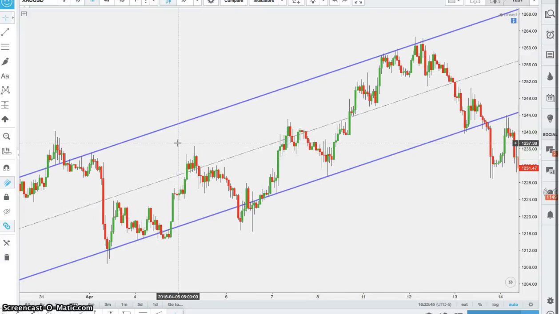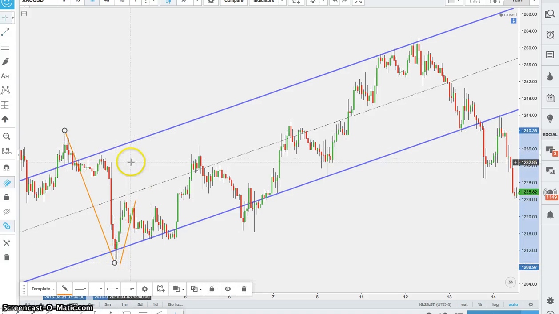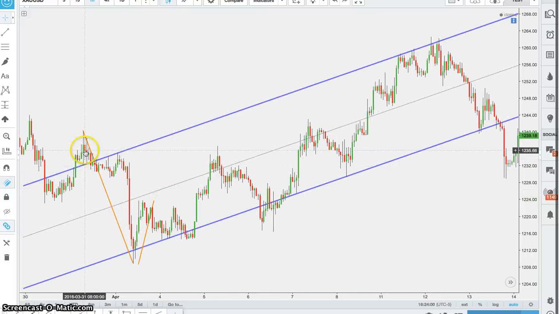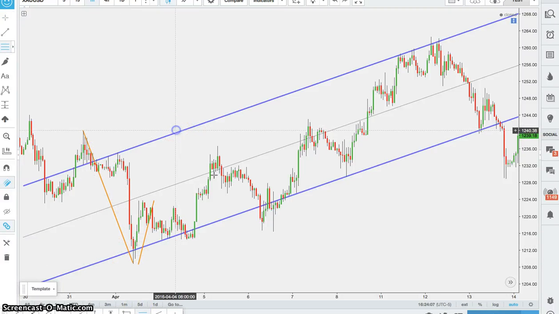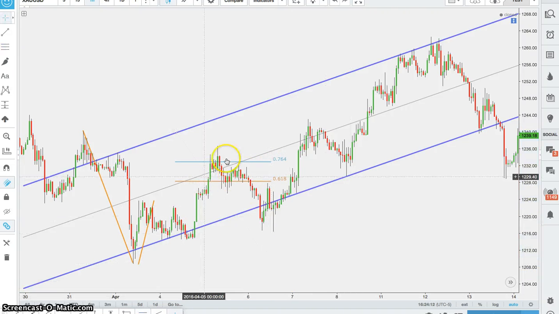So using Fibonacci, the first thing you want to do is identify the legs within the trend. This was the previous uptrend leg, and then this was the previous downtrend leg. If we're looking for a continuation in the downtrend, then we'll measure this downtrend leg with the retracement tool. And you can see that was a 764 retracement. So we're looking for a sell off of this.